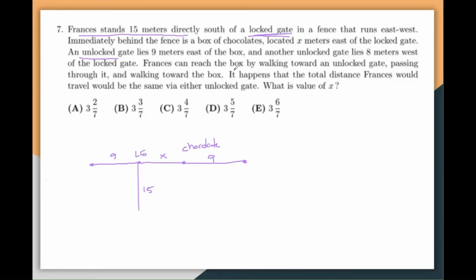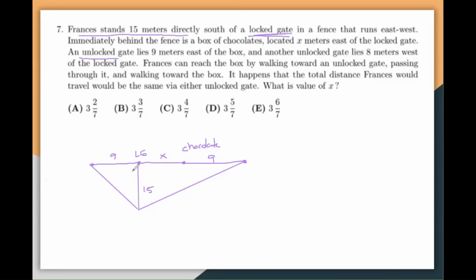Okay, and then Francis can reach the box, which is the box right here, by walking towards the unlock gate, passing through it, and walking towards the box. It happens that the total distance that Francis would travel is the same either way. So basically it's telling us you go from here and come back this way, or you go this way and come back this way, and either distance will be the same. So let's go ahead and do that.